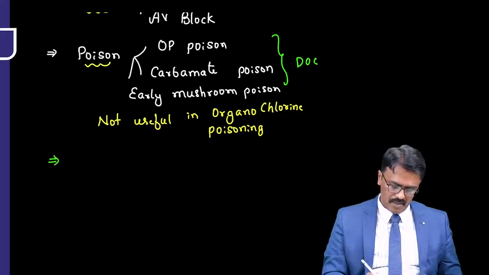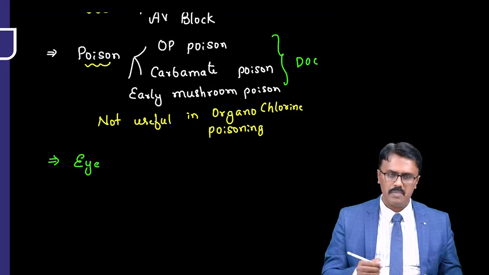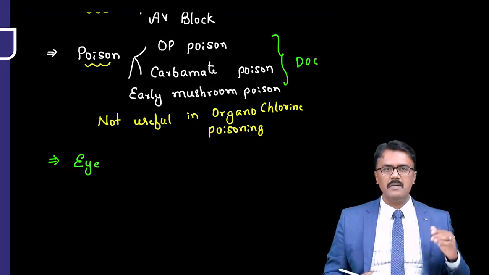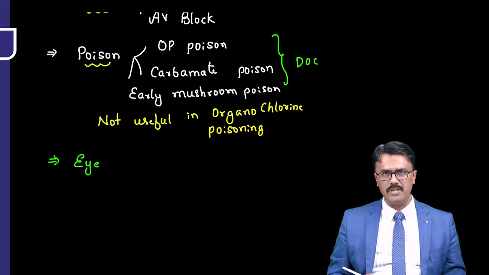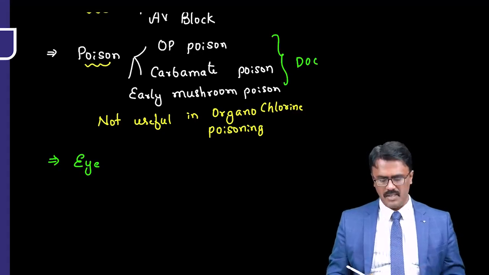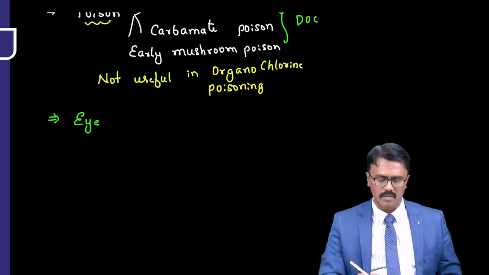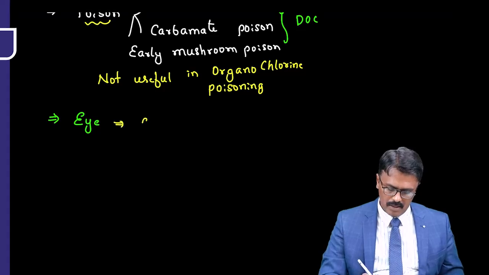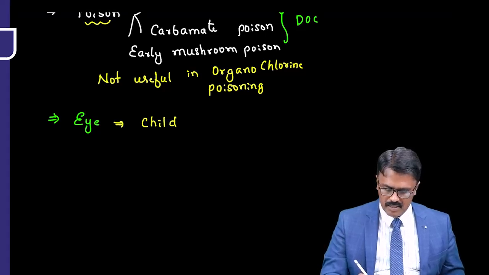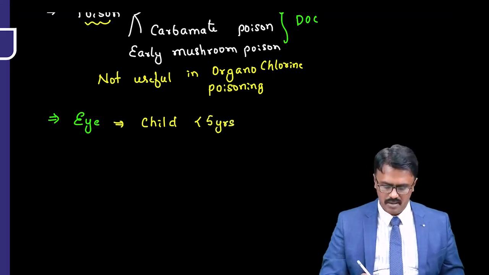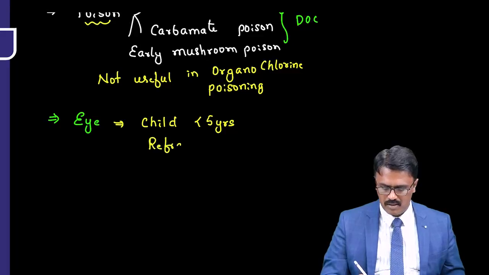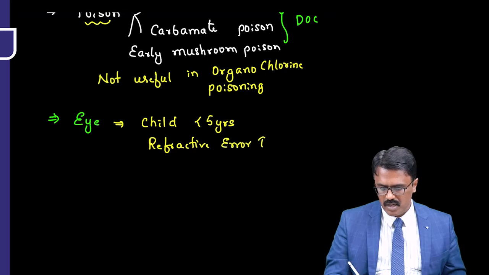Number 3, in the eye, we know that atropine is longer acting. It's a passive mydriatic and produces cycloplegia. But are we using it in eye? Yes. We are also using it in eye for refractive error testing, particularly in children less than 5 years. In children less than 5 years, if you want to do refractive error testing, then we are using atropine.